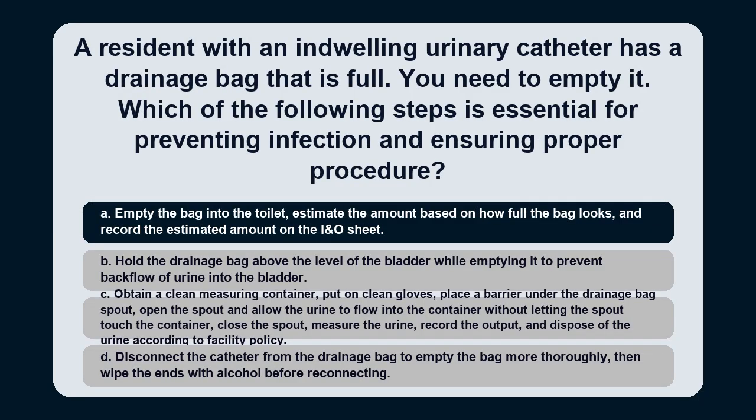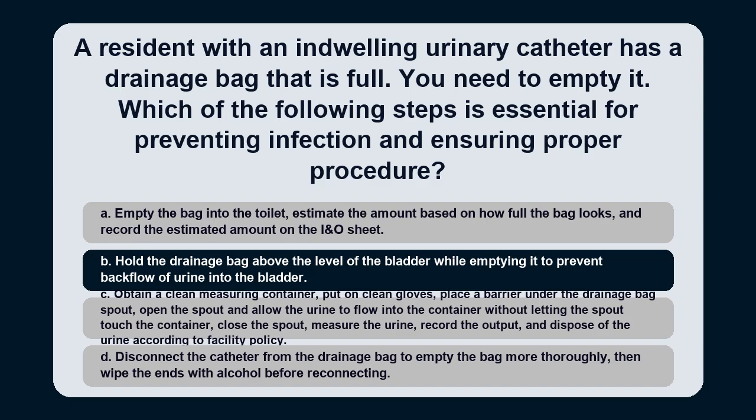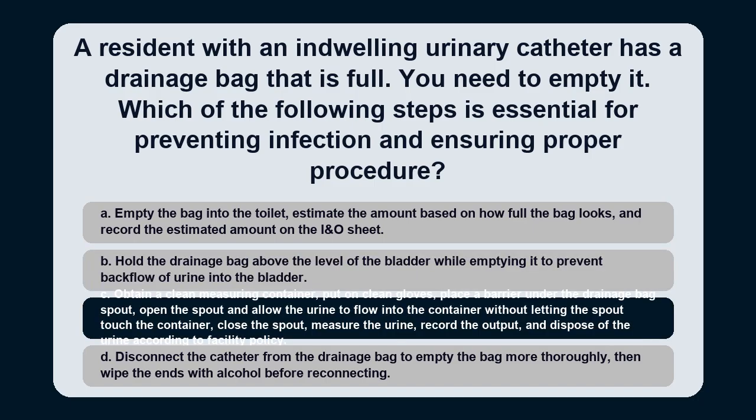Option A. Empty the bag into the toilet. Estimate the amount based on how full the bag looks and record the estimated amount on the I&O sheet. Option B. Hold the drainage bag above the level of the bladder while emptying it to prevent backflow of urine into the bladder.